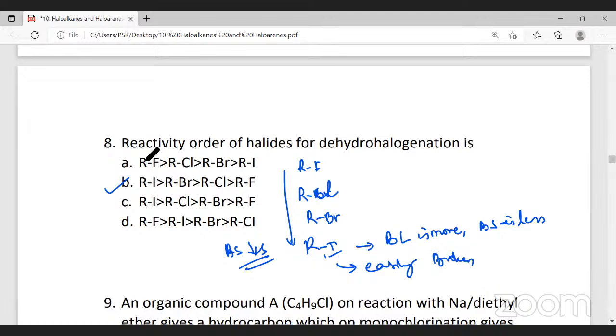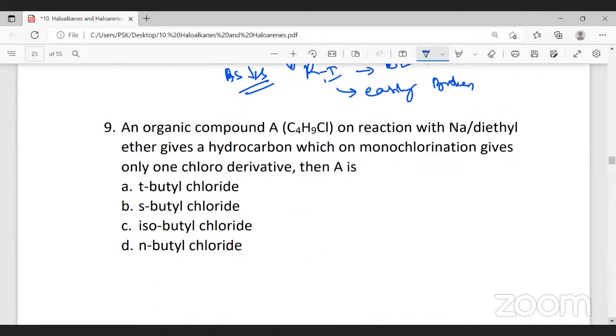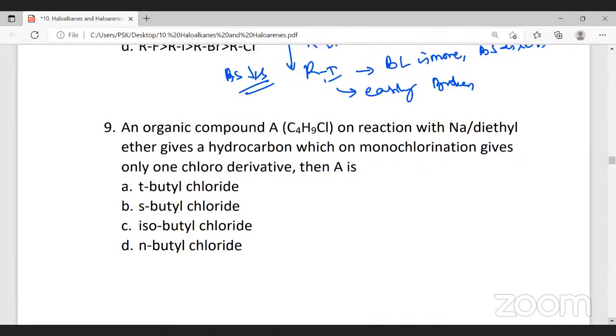B. The next question, an organic compound A, C4H9Cl, on reaction with sodium in diethyl ether gives a hydrocarbon, which on monochlorination gives only one chloro-derivative, then A is. What is it that they're asking? We learned this in the theory part. If you remember, you should be in a position to answer. Now, C4H9Cl. They have not named what C4H9Cl is. So I will try to write this C4H9Cl.